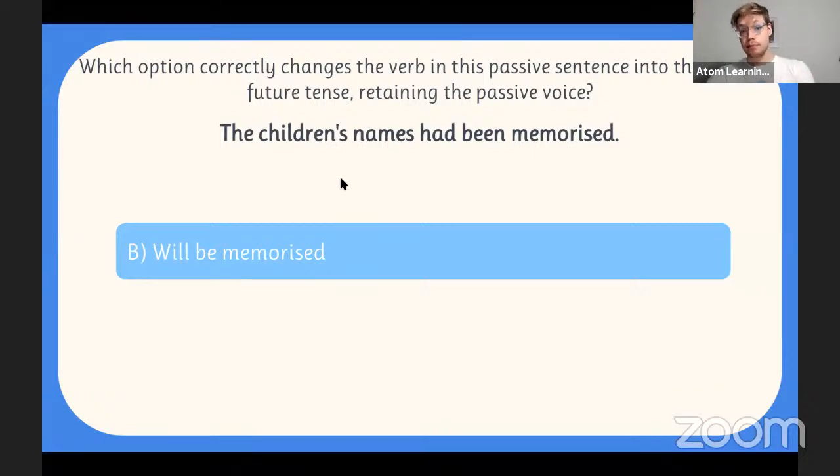It's not the simple future tense, okay? Simple future tense, keep it simple. It's normally just like will. So will memorize would be simple future tense active. We need it in the passive voice, so will be memorized, okay?